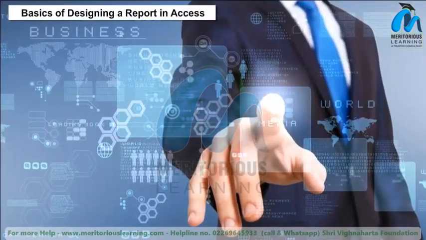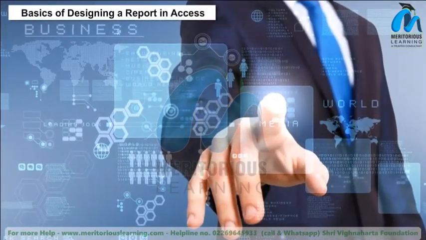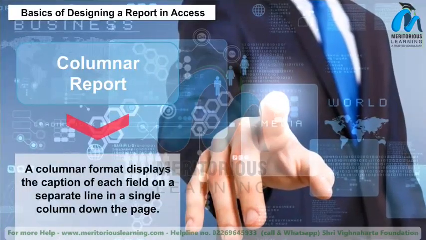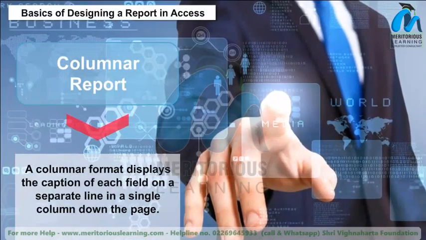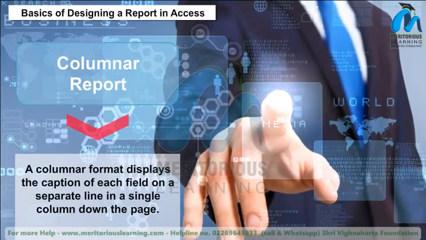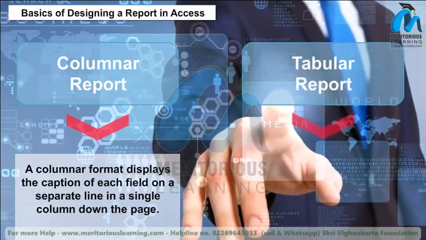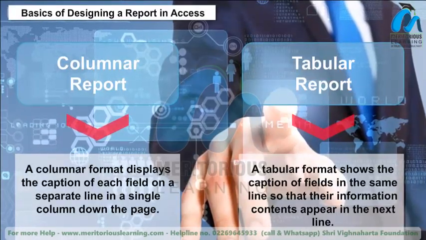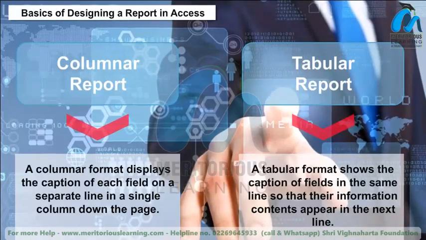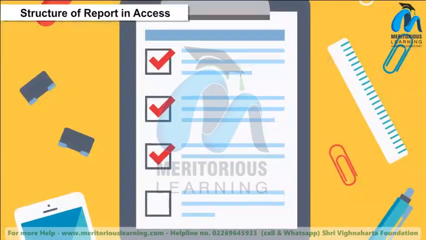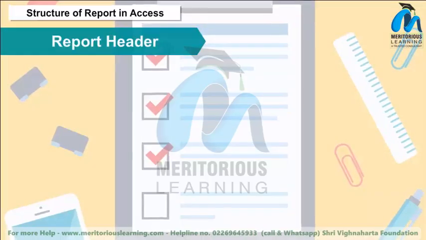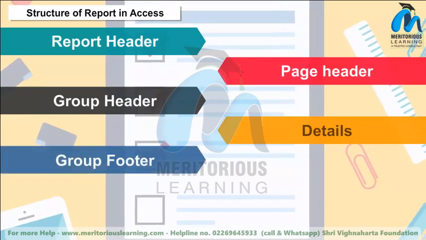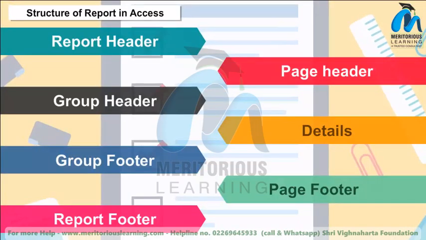Basics of designing a report in Access. There are 2 formats to represent reports. Columnar report. A columnar format displays the caption of each field on a separate line in a single column down the page. Tabular report. A tabular format shows the caption of fields in the same line so that their information contents appear in the next line. Structure of report in Access. Report header, page header, group header, details, group footer, page footer, report footer.